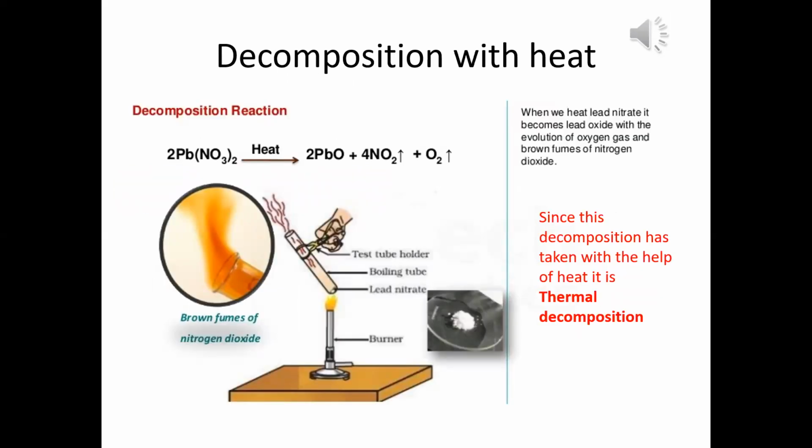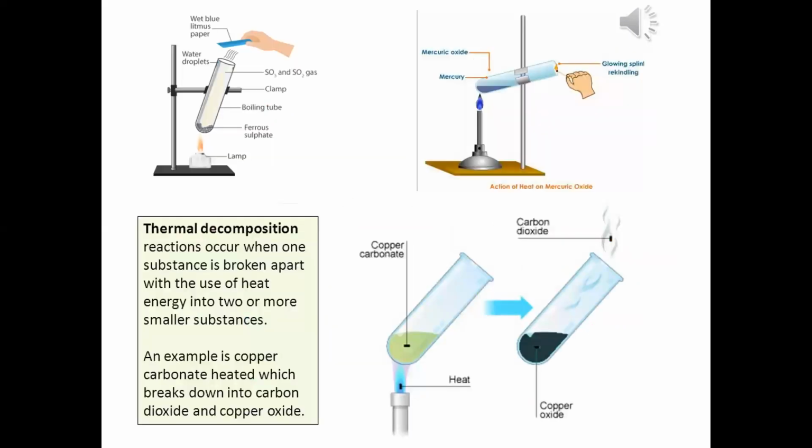Decomposition reaction, for example, I heat lead nitrate. Lead nitrate on heating gives lead oxide, NO2 and O2. So whenever we heat lead nitrate, you can see brown fumes of nitrogen dioxide. Because I took a solid and a gas is evolved, this is again a chemical change, a chemical reaction. The reaction which takes place is decomposition, and because it is using heat, it is called thermal decomposition reaction.